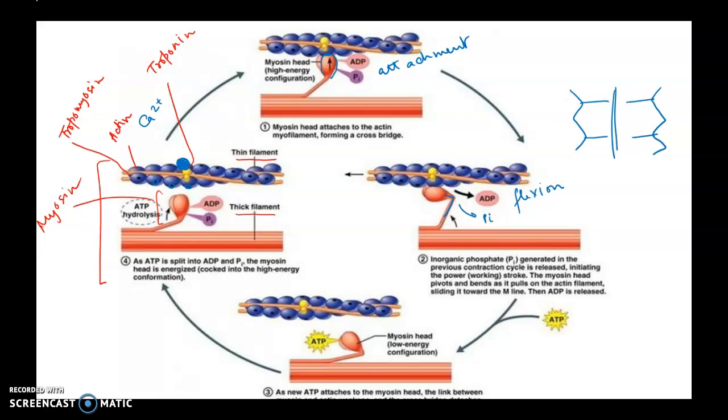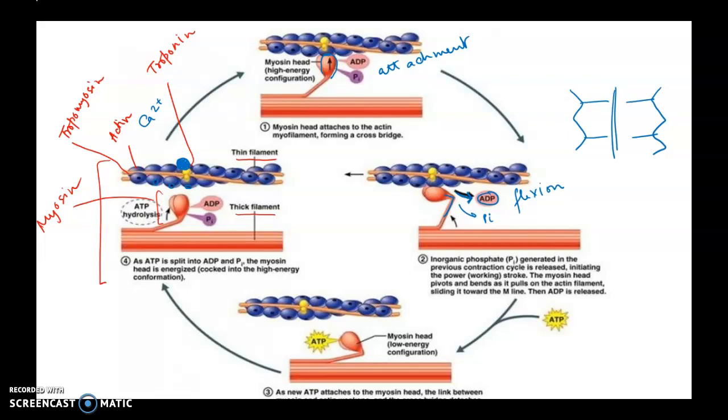Now, the myosin head obviously pulls on the actin filament, and now we have sliding towards the M line. And after sliding, ADP is released. So now at the end we have ADP being released. So after flexion, we have something like this. We have the myosin still attached to the actin. However, we do not have ADP, we do not have PI attached to the myosin now.